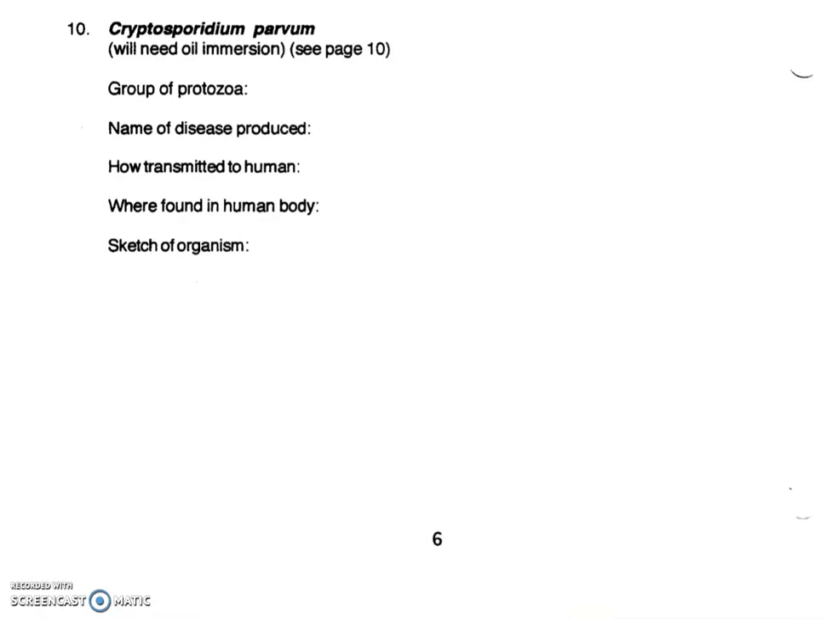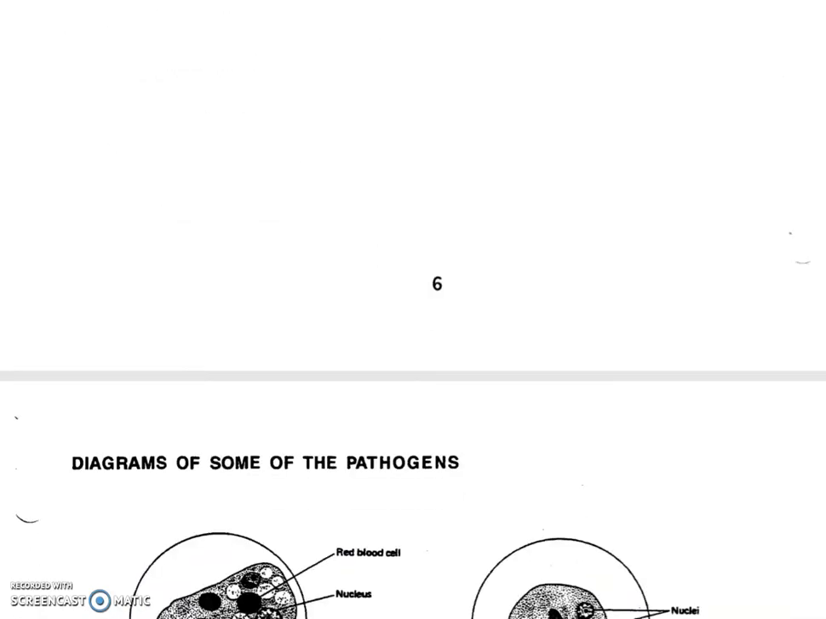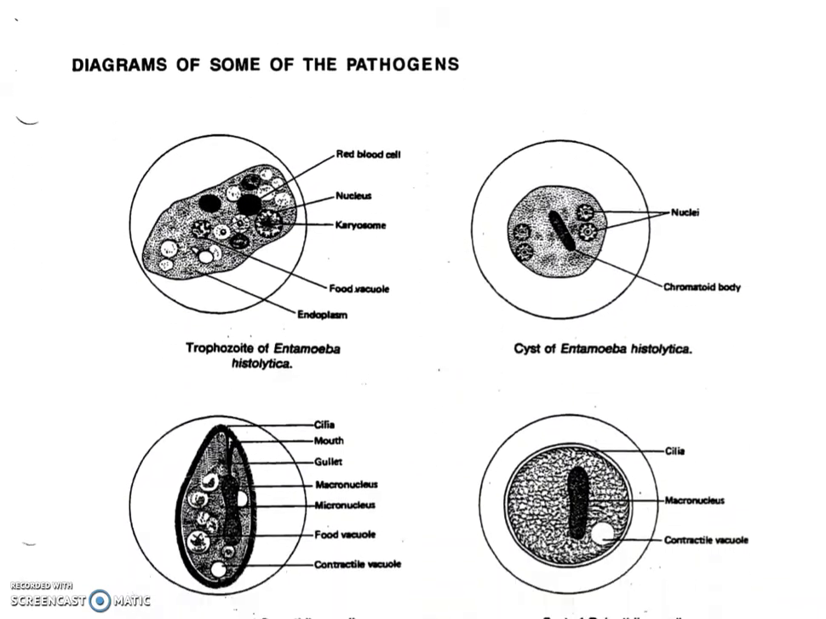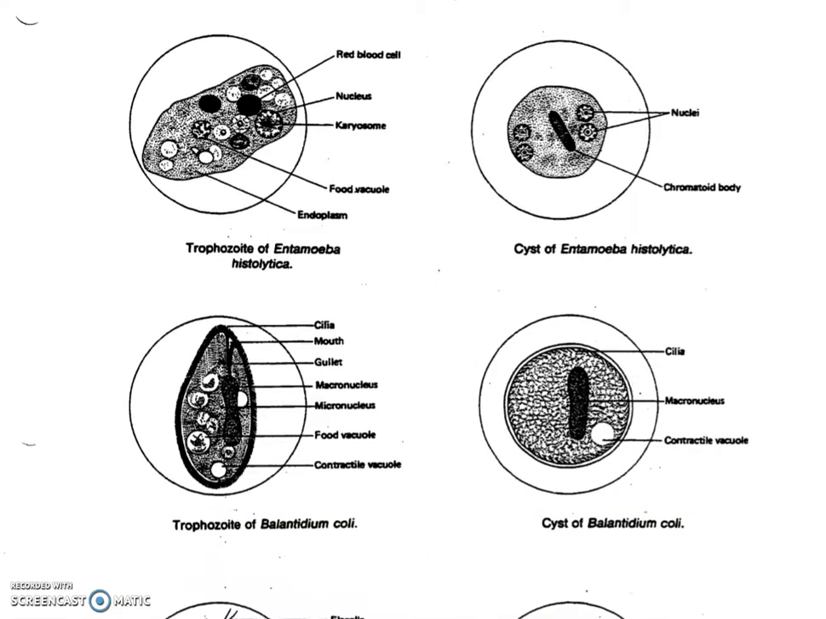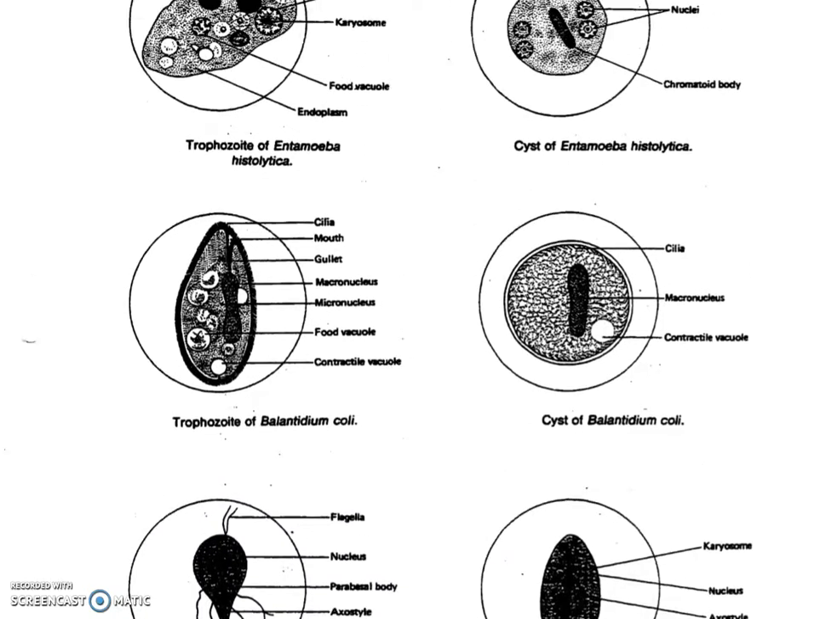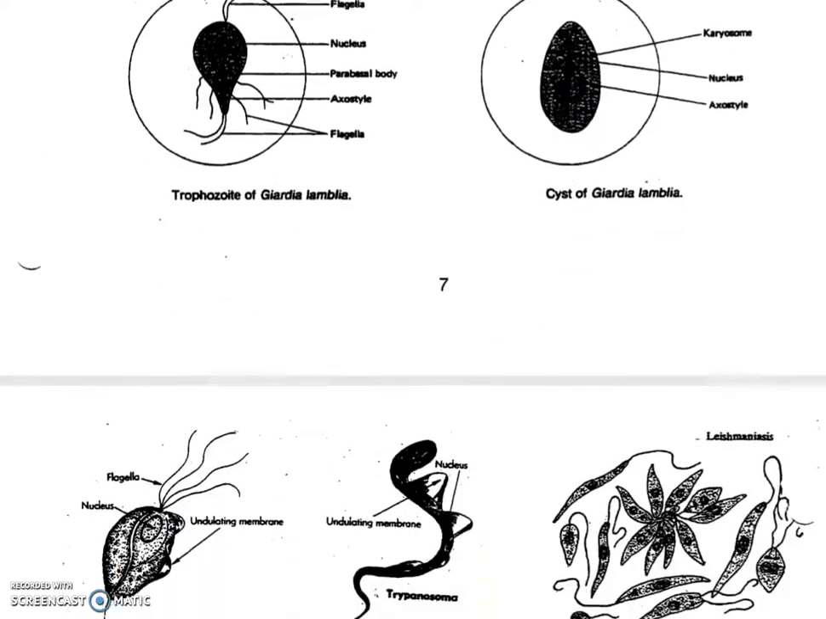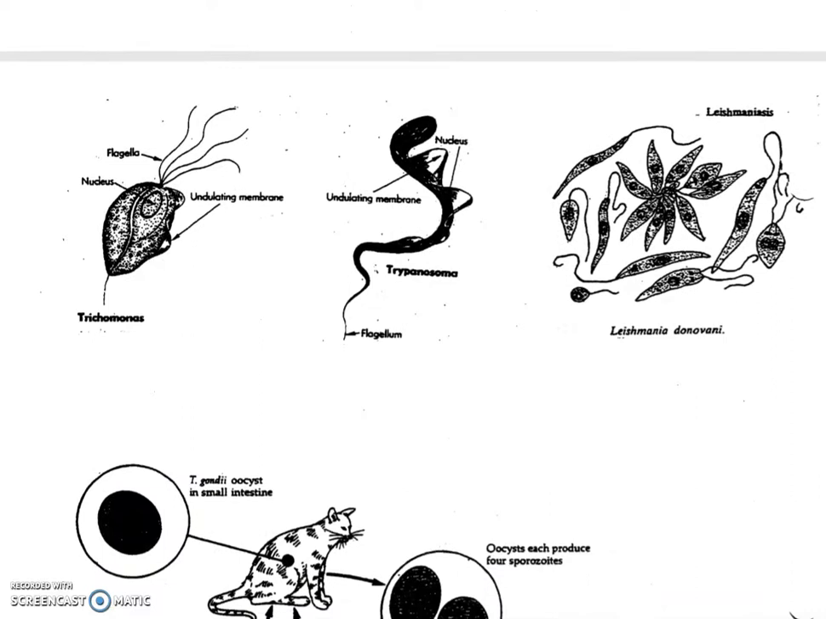Also, you have some sketches in the back of this handout. Here are some diagrams of what you should be able to also find on the internet. Some sketches of the different pathogens. Take a look at that. Use it for your own drawings. Kind of scroll through this.